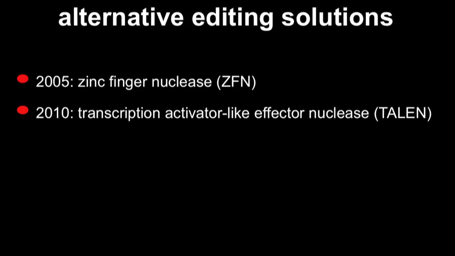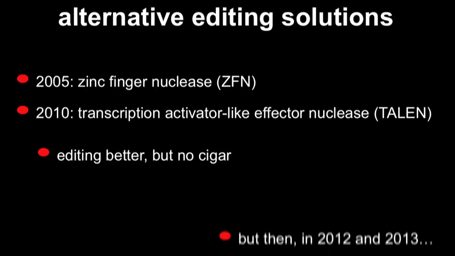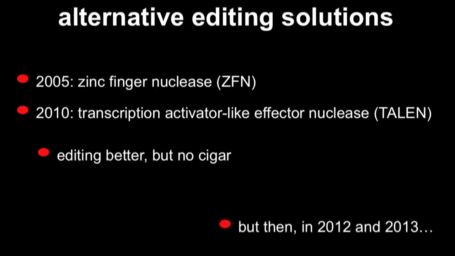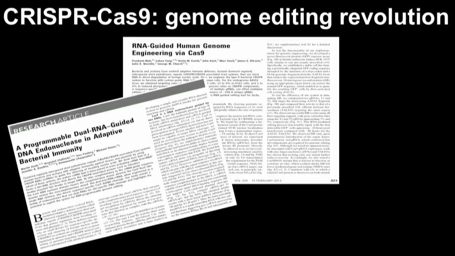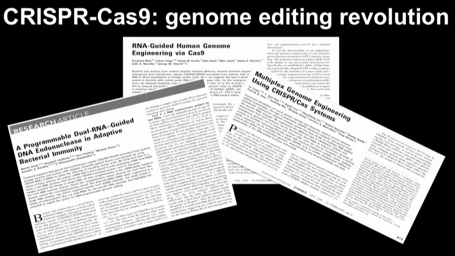And so the search for alternatives continued, and in 2005 and 2010 it was rewarded with the discovery of zinc finger nucleases, ZFNs, and then TALENs. You might have heard of these, and these are fantastic as well, but there's still no cigar, and the search continued. And then, in 2012 and 2013, with these 3 papers in Science magazine, the CRISPR-Cas9 revolution began and was announced. This new method of editing genomes.